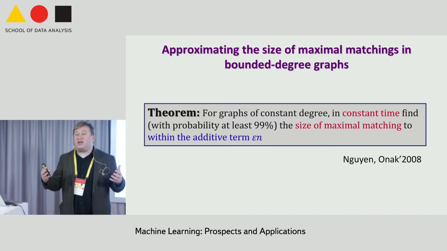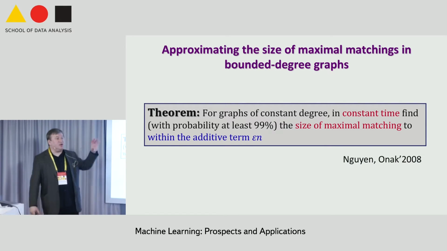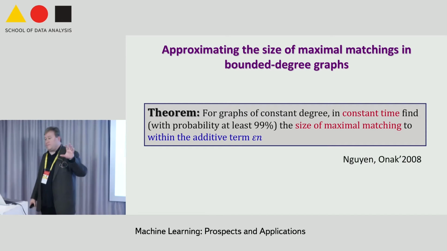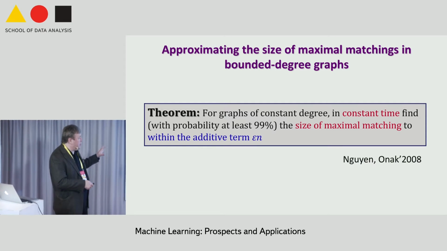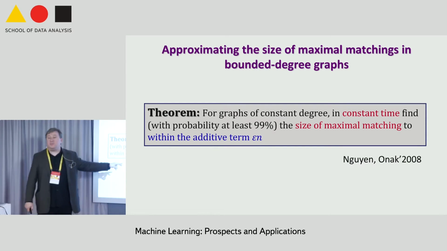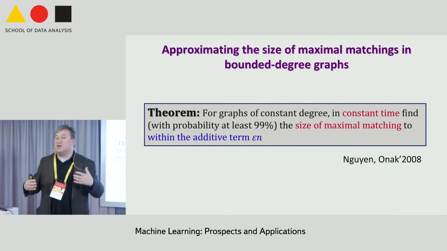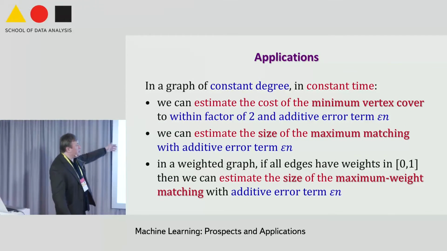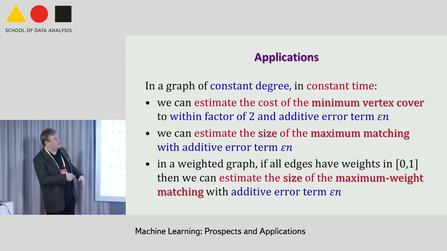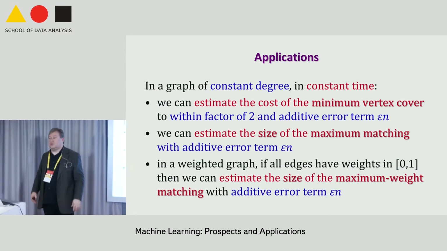Then another very nice result, which actually caught me by surprise. Suppose we are given a graph of constant degree. We can in constant time find the size of a maximal matching up to an additive error term epsilon n. So you are given some graph and want to check how many edges a maximal matching will have, and you can do it in constant time. And this has some implications, for example, that we can estimate the size of the minimum vertex cover within a factor of 2 in constant time, and the size of the maximum matching, and so on and so forth.